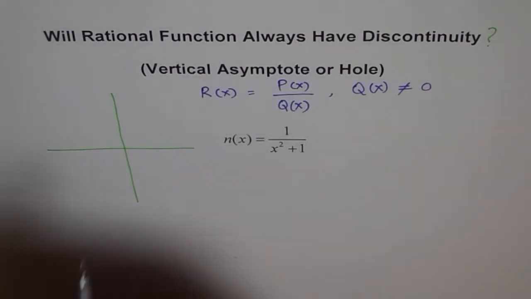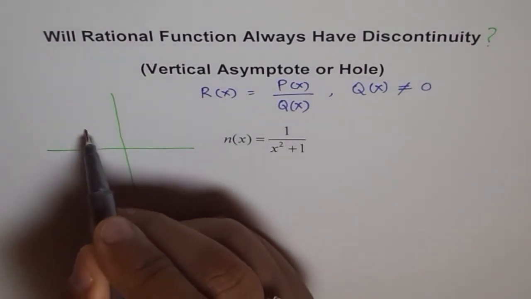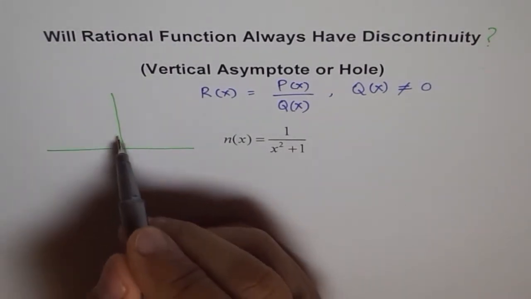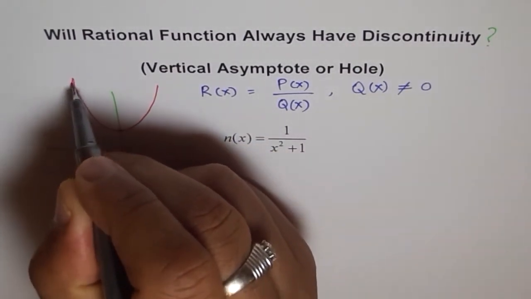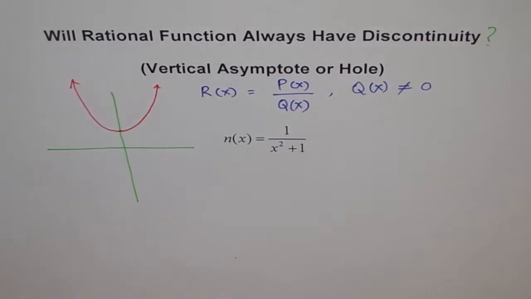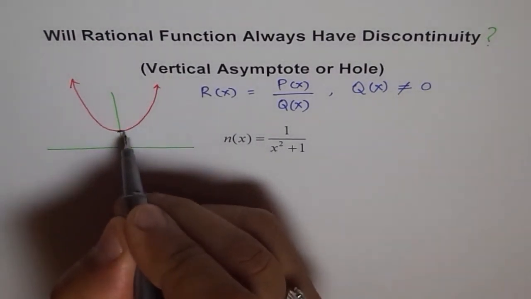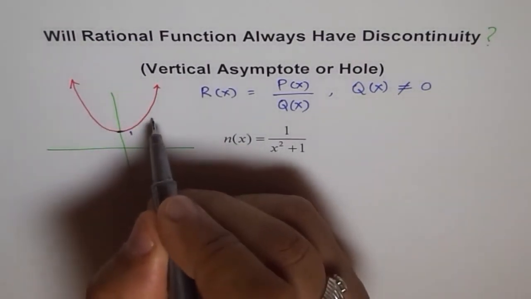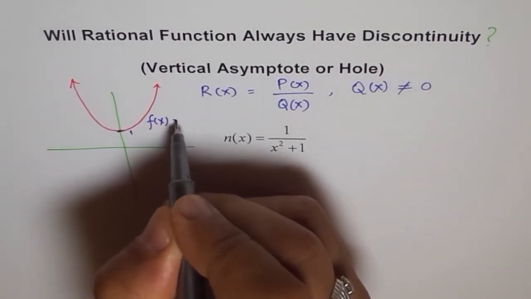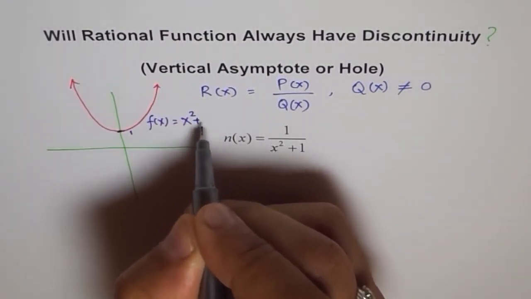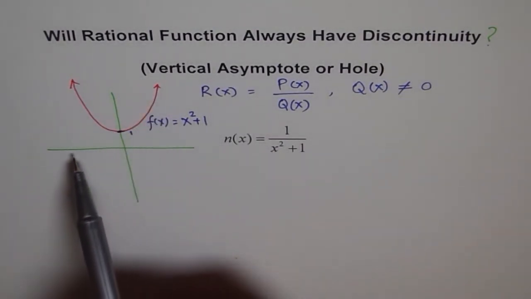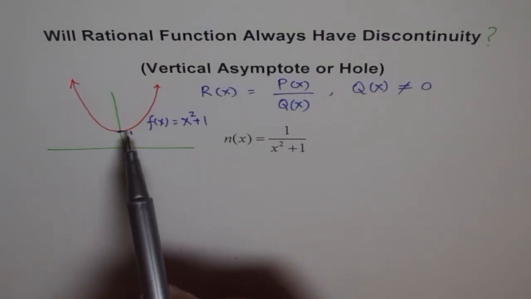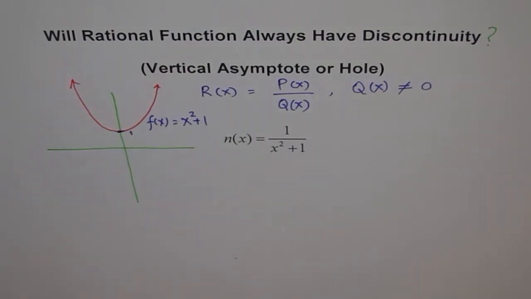x squared is a graph like this, right, which goes through the origin. Plus 1 is translated 1 unit up. And this is my x squared plus 1, where this is 1. So I'll write this as f of x equals x squared plus 1. Now as you can see, there are no x-intercepts, right? This function is always greater than or equal to 1, always positive, right?